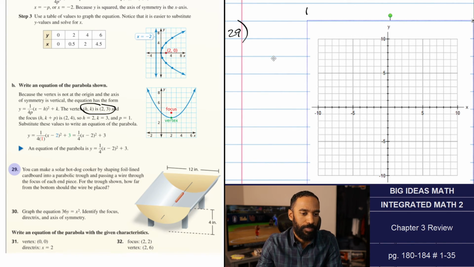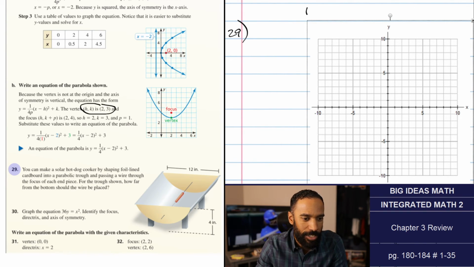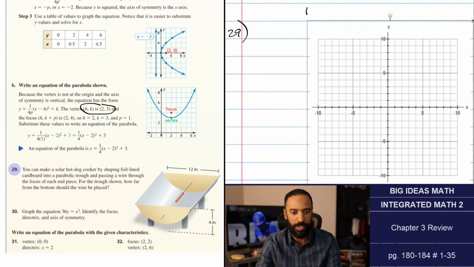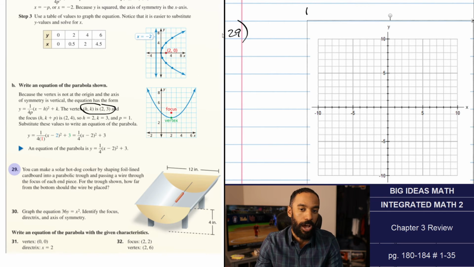Number 29. They start with a word problem. You can make a solar hot dog cooker by shaping foil-lined cardboard into a parabolic trough and passing a wire through the focus of each end piece. Oh, the drawing. Okay, so that right there. For the trough shown, how far from the bottom should the wire be placed?